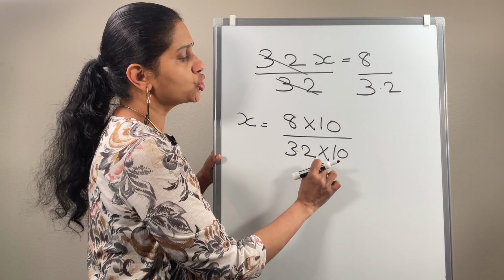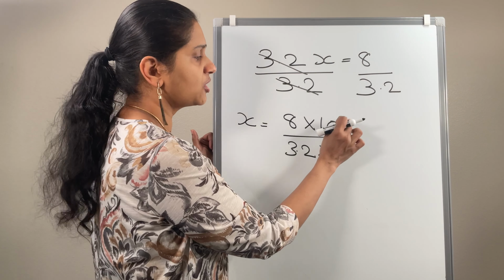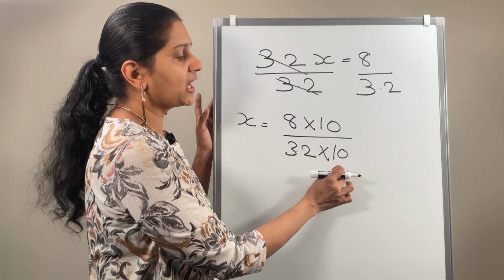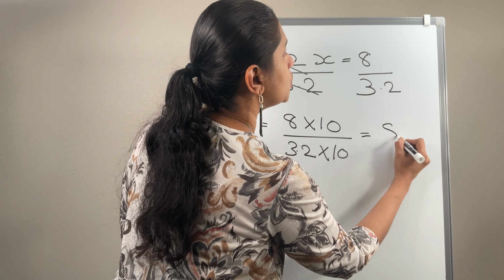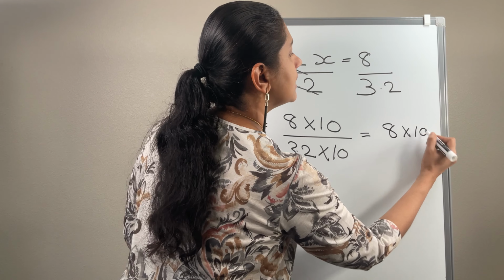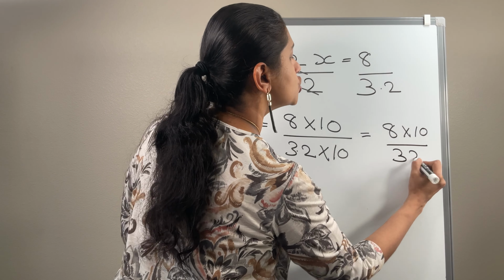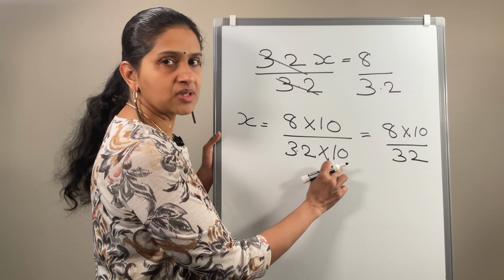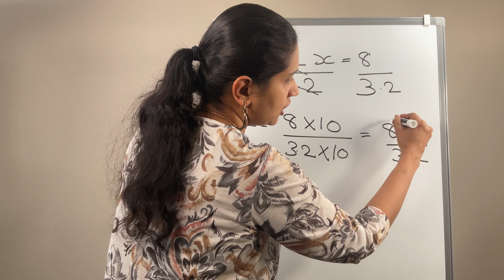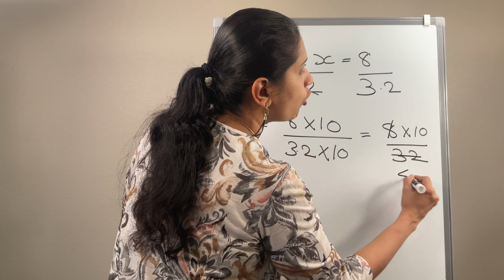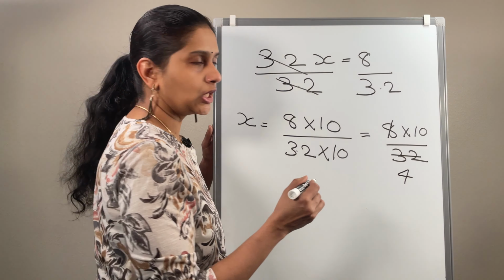So, 3.2 times 10. I am multiplying both numerator and denominator times 10. That is going to be equal to 8 times 10 by 32. So this 3.2 times 10, it's going to be 32. Now let us do the cancellation. 8 times 4 is going to be equal to 32.